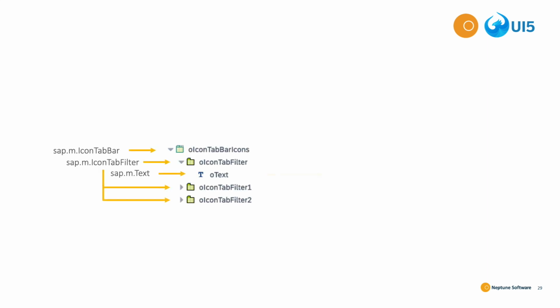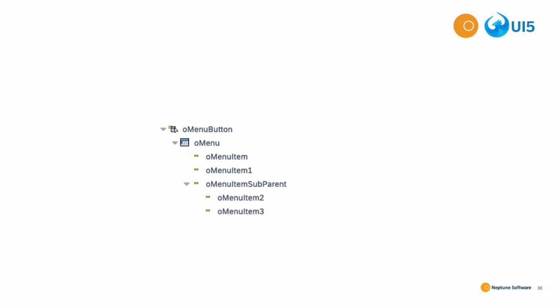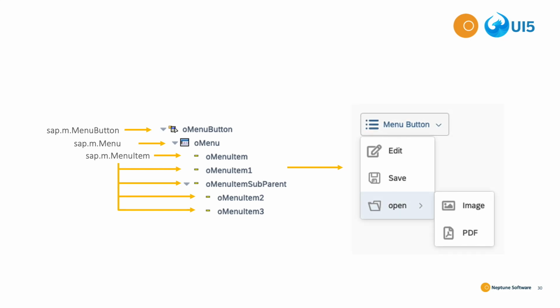Here's a few more examples. So we have an icon tab bar with 3 different tab filters, and we can see some text within the first filter. And here's a different example of a menu button with the menu button and then the menu child component with several menu item subcomponents, even with sub-parent components within.